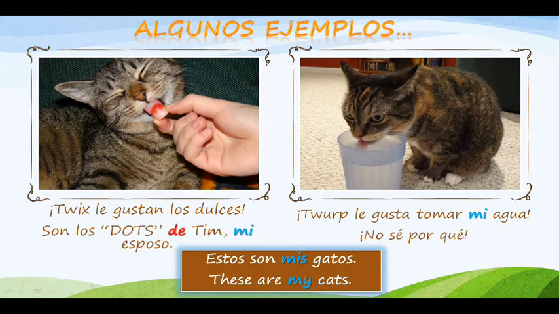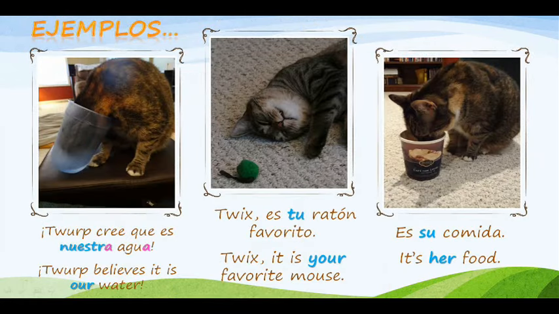Twerp le gusta tomar mi agua. Y no sé por qué. She likes to drink my water. I don't know why, but every time I have my cup of water on the table or anywhere, she likes to drink it. She thinks that es nuestra agua. Twerp cree que es nuestra agua. She believes it is our water. Pero no, qué asco. No es nuestra agua, es mi agua. And you can see here she really likes to drink water.